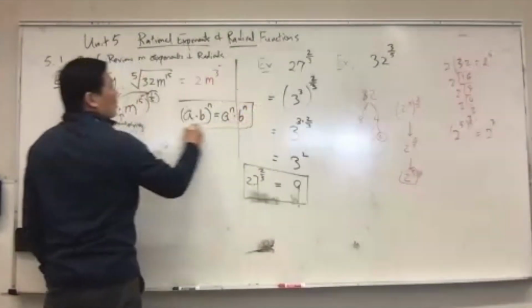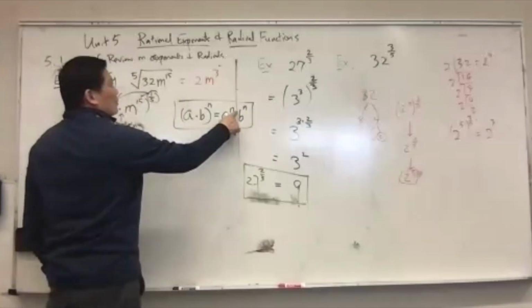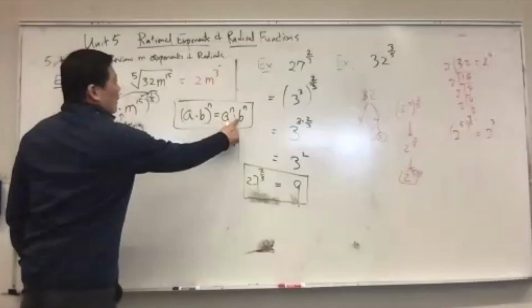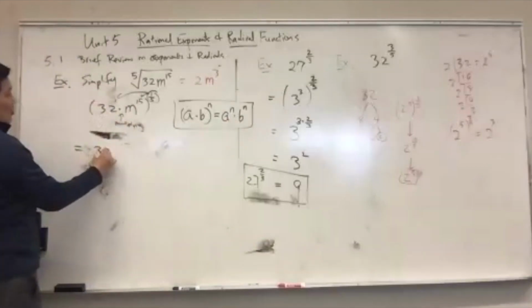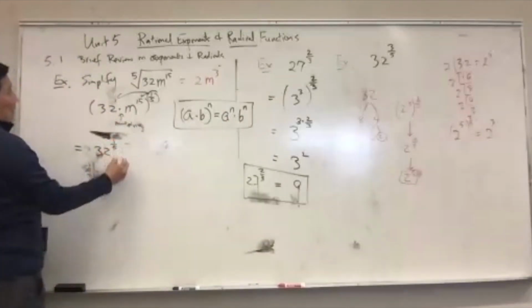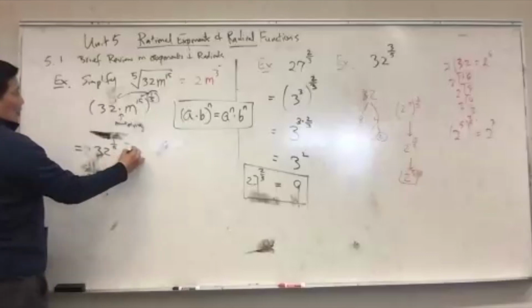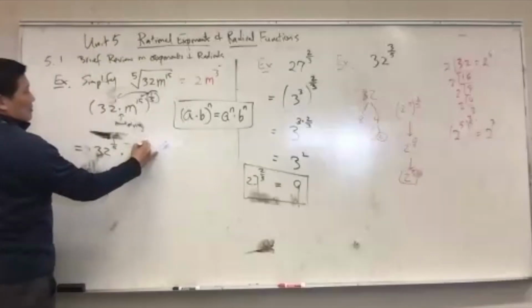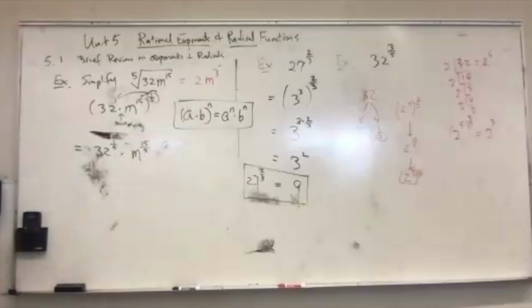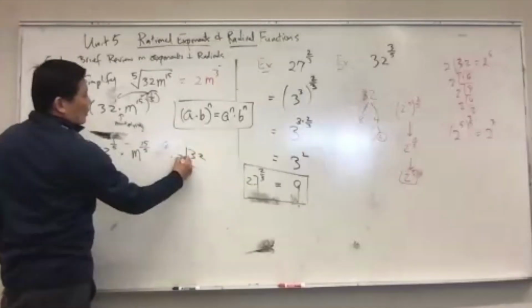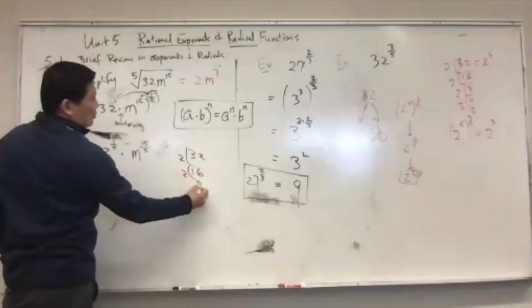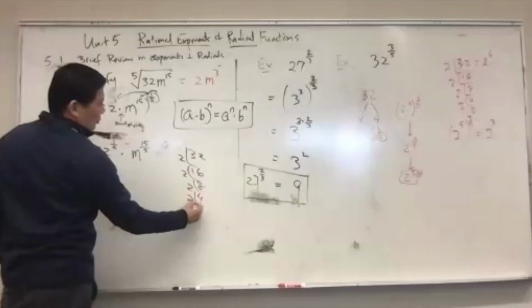So this is probably something I need to write down. So make sure that you have that. Okay, like that. So in this case, then you've got 32 to the 1/5 power times m to the 15/5, right? Now 32, we've got 2, 16, 2, 8, 2, 4, 2, 2.